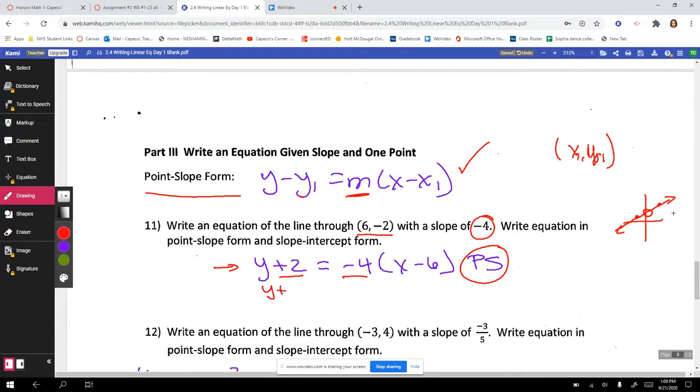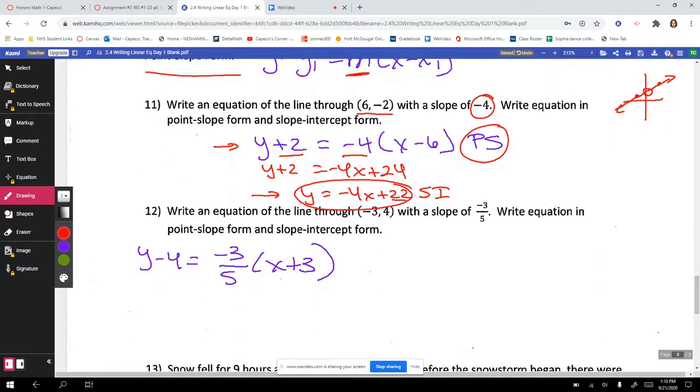Now I do some algebra. y plus 2 is equal to -4x plus 24. Bring that 2 to the other side, and y is equal to -4x plus 22. So this is SI form, slope-intercept form. If I were going to graph that, I'd have to get to here. The 22 would be my y-intercept, and my slope would be -4. All right, let's try another one.